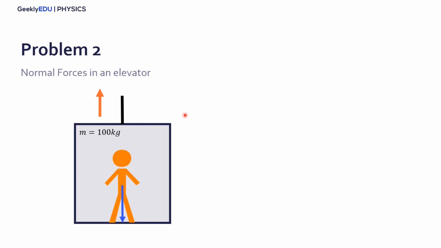Okay, let's assume now that the elevator reaches a constant speed of 2 meters per second after accelerating, so it stops accelerating. Okay, it starts with 0, it starts to accelerate, and then when the elevator is at 2 meters per second, it stops accelerating. So it's going up at this constant speed here. Okay, so what should be the normal force?